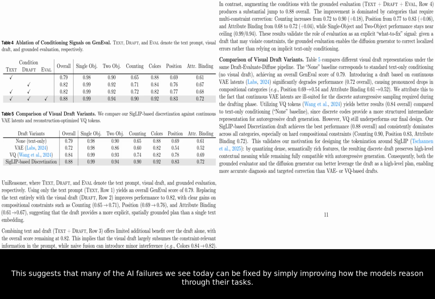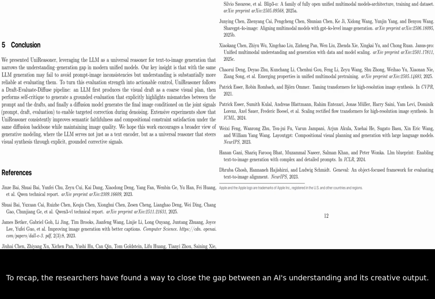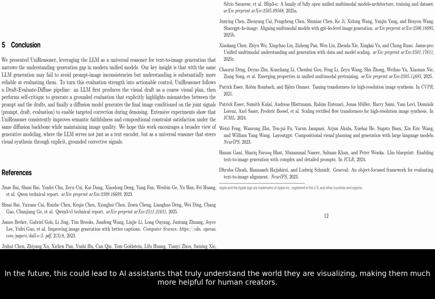This suggests that many of the AI failures we see today can be fixed by simply improving how the models reason through their tasks. To recap, the researchers have found a way to close the gap between an AI's understanding and its creative output. By drafting and self-correcting, AI can now handle much more complex and specific instructions than ever before. In the future, this could lead to AI assistants that truly understand the world they are visualizing, making them much more helpful for human creators.